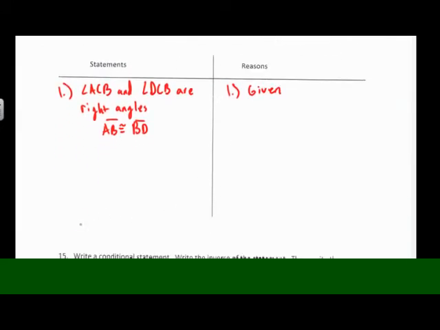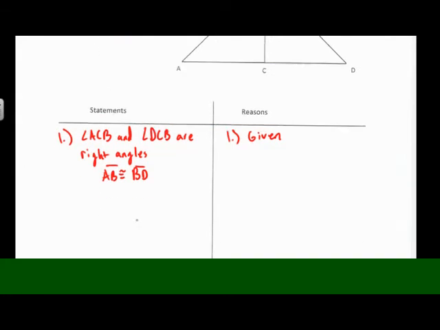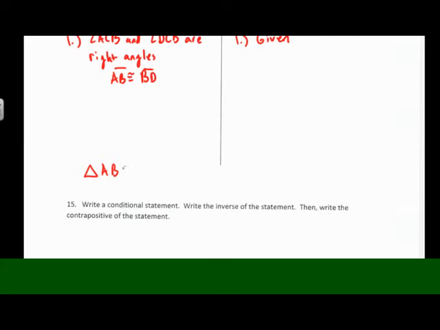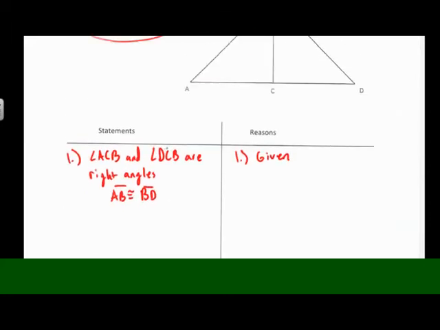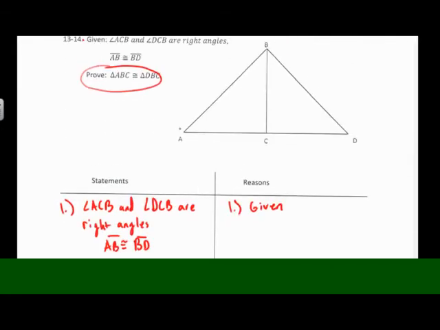So our proof always ends with what you're trying to prove, which is that triangle ABC is congruent to triangle DBC. And we don't know the reason yet, so we'll leave that part blank. Before we start, we always want to take what's given and notate it in our triangles. So angle ACB is a right angle, and so is angle DCB. Both of these are right angles.